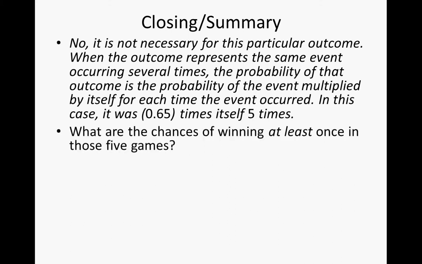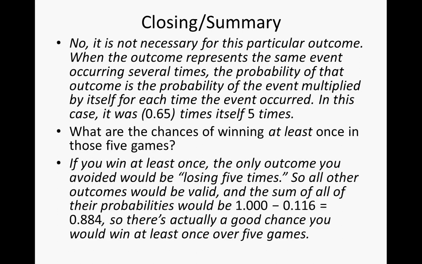So what are the chances of winning at least once in those 5 games? Well, if you win at least once, the only outcome you avoided would be losing 5 times. So all other outcomes would be valid, and the sum of all their probabilities would be 1 minus 0.116, which would equal 0.884. So there's actually a good chance you would win at least 1 over 5 games, or about 88%.